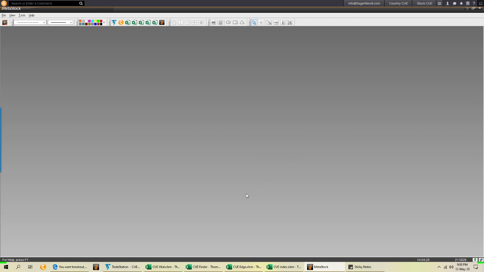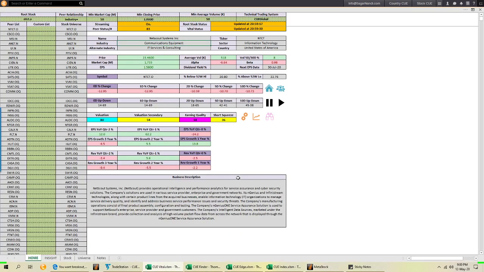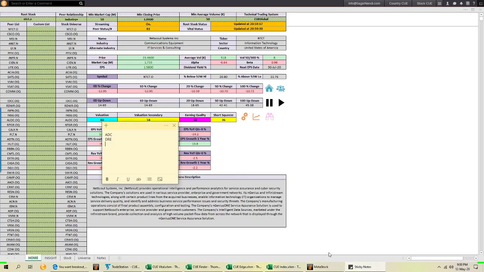Okay, I closed all the stocks. That was by mistake. No problem. NTCT, so let me write that down also. I found 3 stocks. However, I prefer to short ADC and DRE because their sector industry is weaker than that of NTCT.